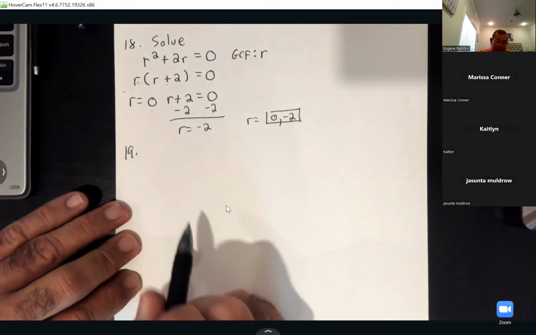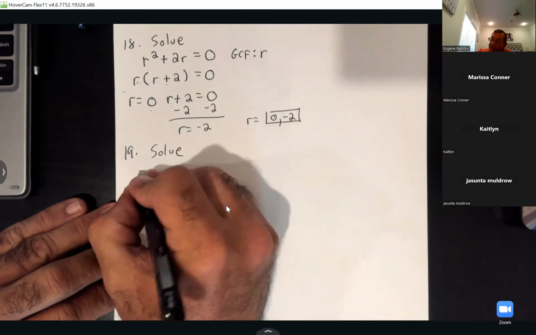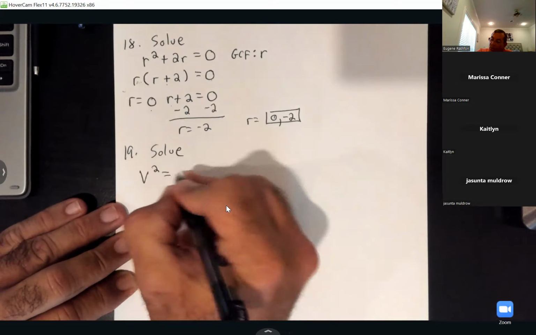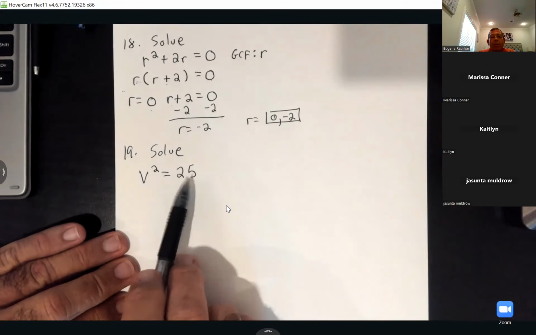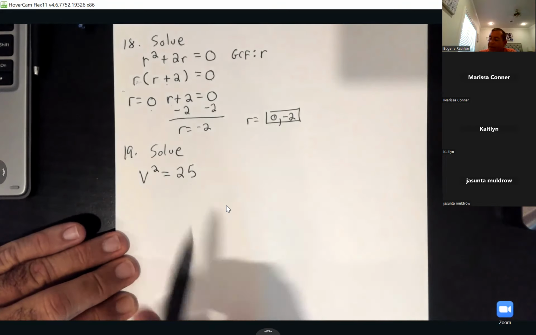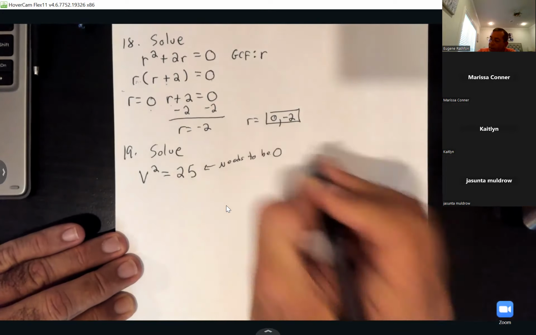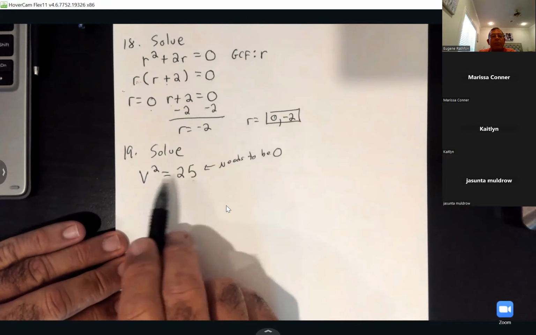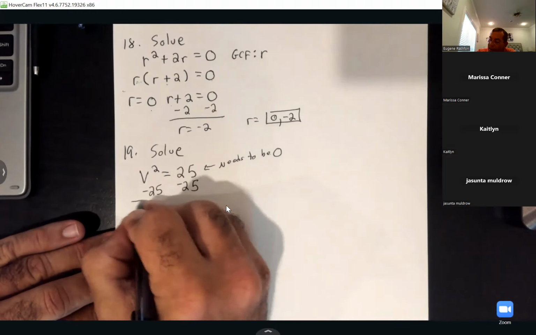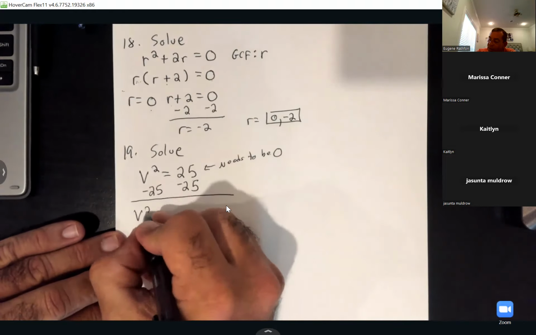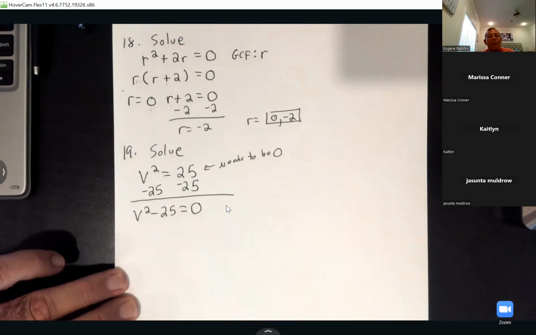All right, so 19, they want me to solve again. I got a v squared equals 25. So this one, I need a 0 where the 25 is, remember? So since that needs to be a 0, I need to subtract 25 from both sides. So y'all look what that gives me. That's going to give me a v squared minus 25. On the right side, I now have my 0.